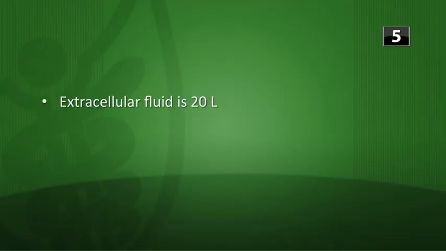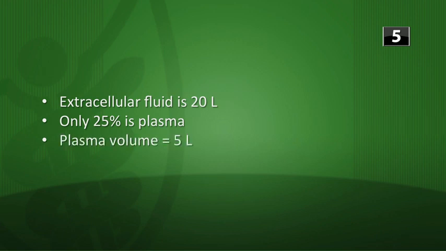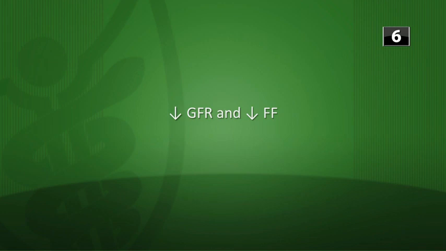First question. A 40-year-old patient of yours weighs 100 kilograms. What's her estimated plasma volume? Remember that the extracellular fluid is about 20% of the patient's weight. So the extracellular fluid here is 20 liters, but of that 20 liters, only 25% is plasma. So here the plasma volume is 5 liters. Next, what effect will a renal stone that obstructs the ureter have on GFR and filtration fraction? So it's going to decrease the GFR and decrease the filtration fraction.